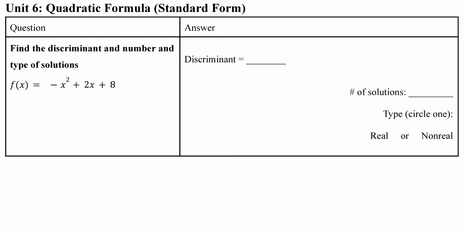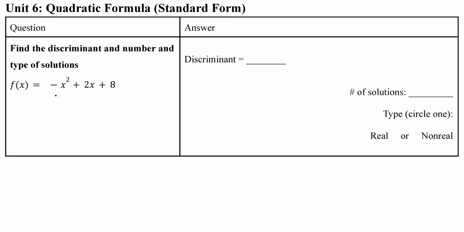This video is about the quadratic formula and the standard form of the quadratic equation. In this question, they're asking us to find the discriminant and the number and type of solutions. So we're not asked to find the solutions in this problem, just the discriminant and the number and type of solutions. We want to make sure that what we have is in standard form.